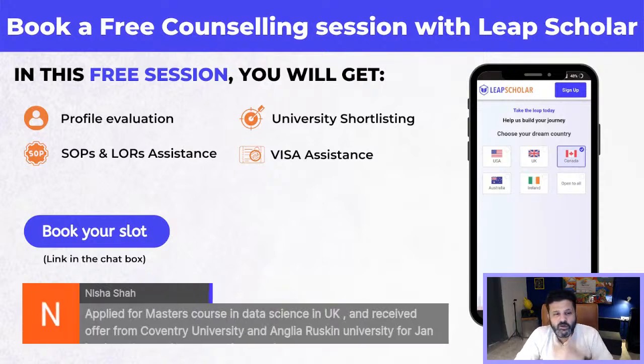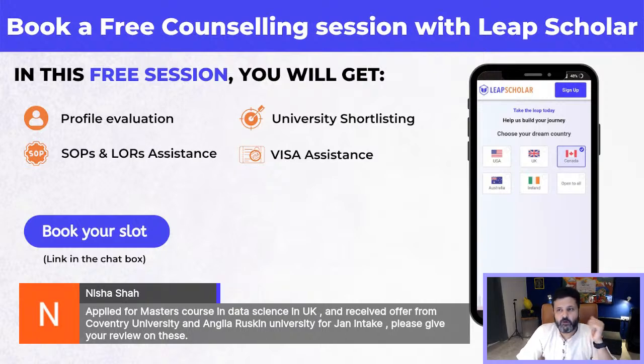Okay, so next up, Nisha is asking, applied for a master's course in data science in UK, received offer from Coventry and Anglia Ruskin. Please give your review on this. Solely on universities, as per my opinion, and as per my understanding of both the universities, Nisha, I would rate Coventry University higher than Anglia Ruskin.